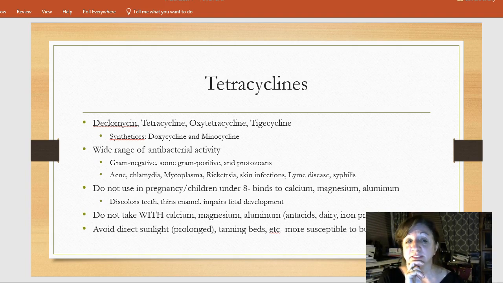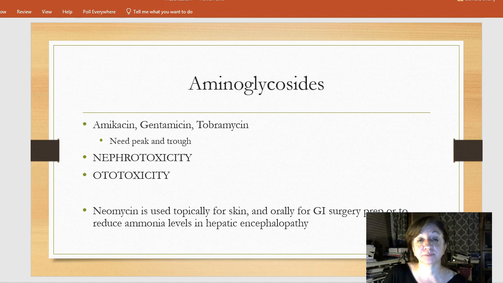Here's some tetracyclines. And these also are useful for many bacteria. And you can see there's a list of things they're useful for. A lot of patients will take these for acne. But look at the variety of other conditions they could be useful for. You can't use these in pregnancy or children under 8 because it can discolor the teeth and the tooth enamel, and it impairs fetal development. And also avoid direct sunlight, since patients are more susceptible to burning.